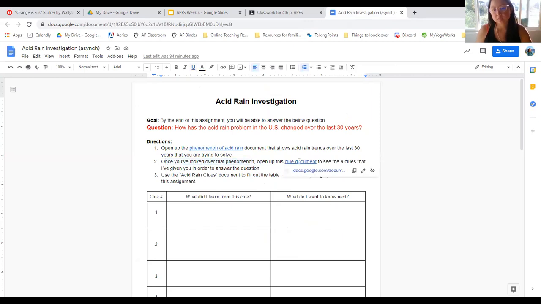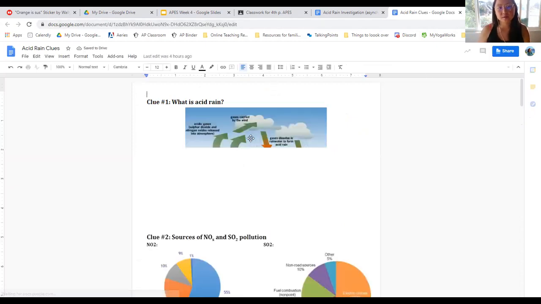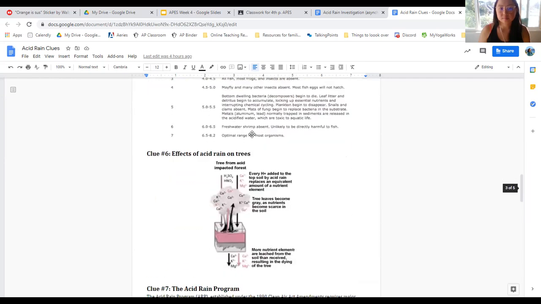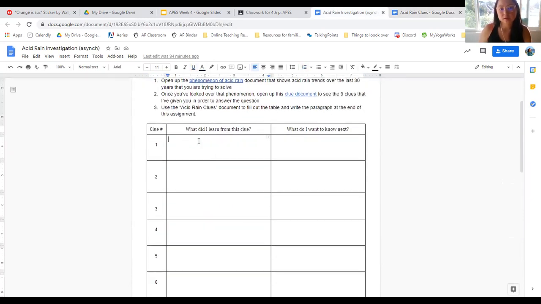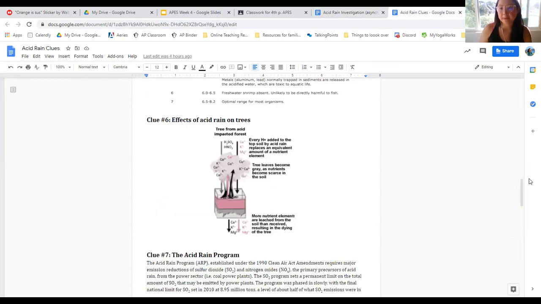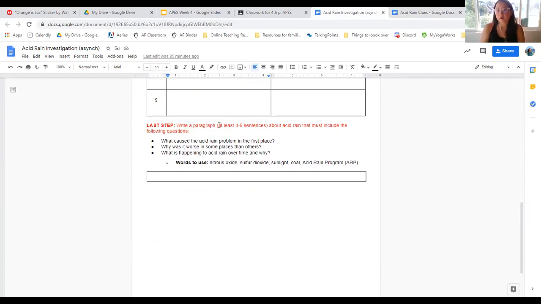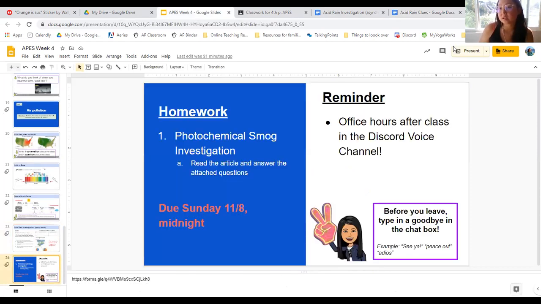The second document is the list of acid rain clues as to how to answer this question. So you see here that I've given you a bunch of different clues. Oops, it's still loading. For each clue, you're going to go into your document here and write what you learned from clue number 1. Now that you've learned this from clue number 1, what else do you need to know next? That is what you should write here. And you're going to do that for each clue. And at the very end, you're going to write a paragraph, just as I said before, and you're going to include these words. All right, so that's what we did in class. If you missed class, you are responsible for that on your own as homework.